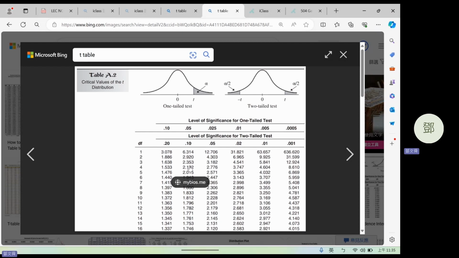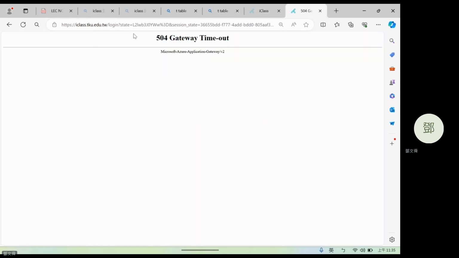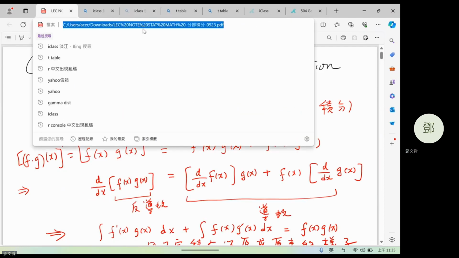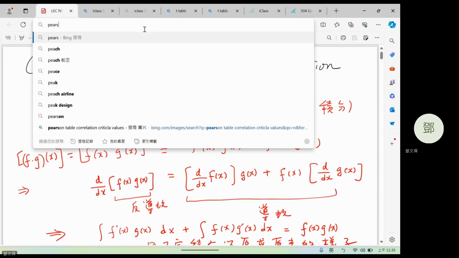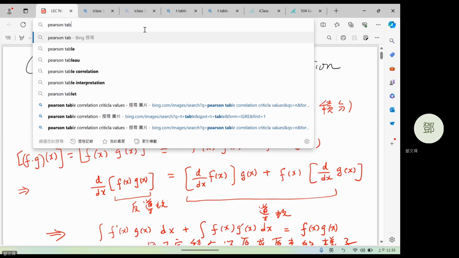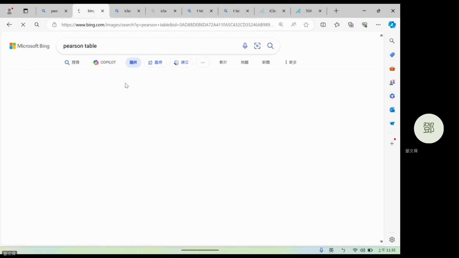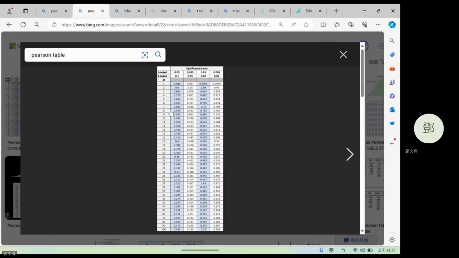Oh, I see what's wrong. The Pearson table is one tail, 0.05. I know what's wrong. They are the same.